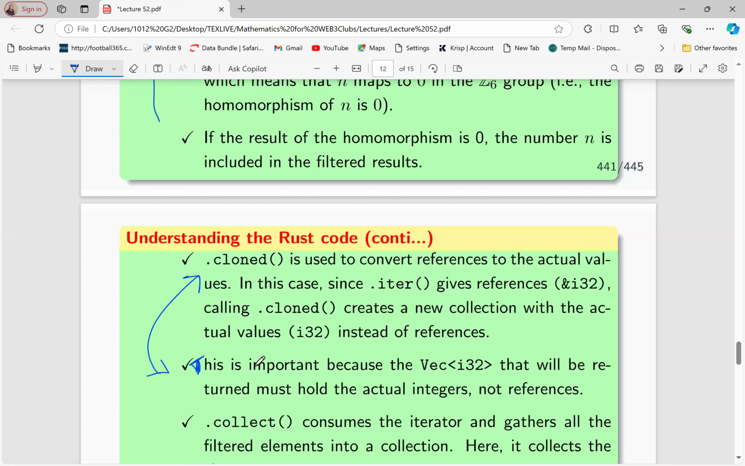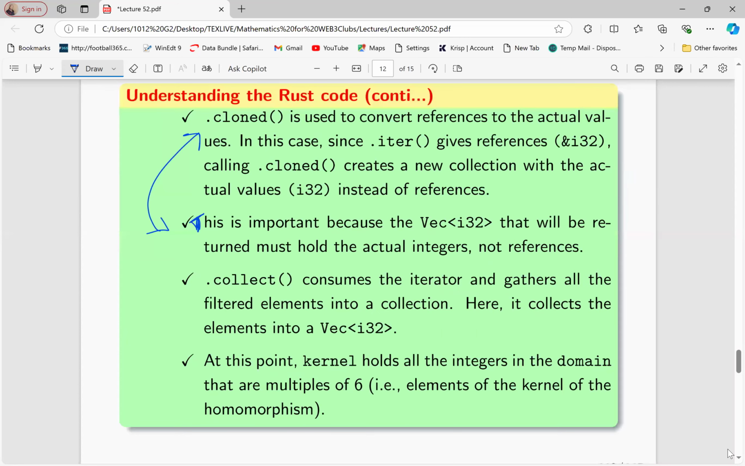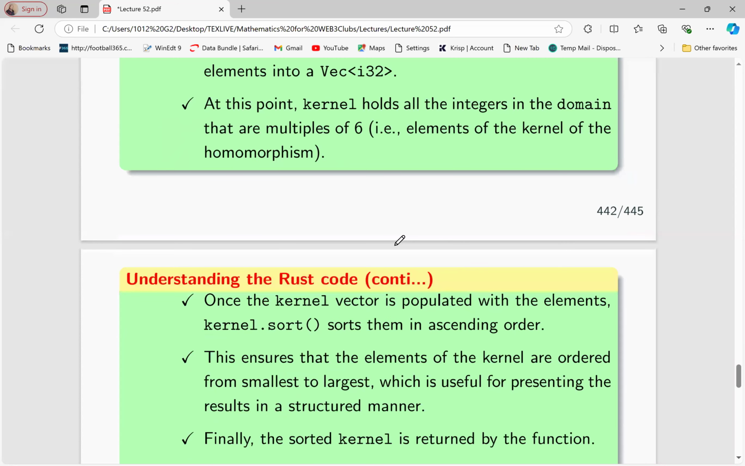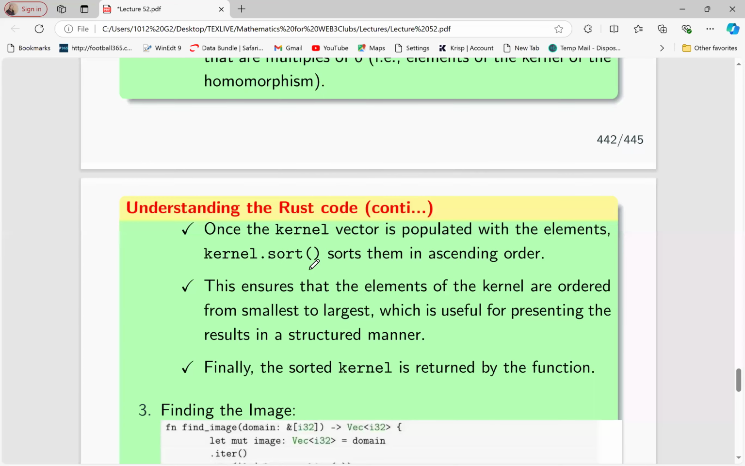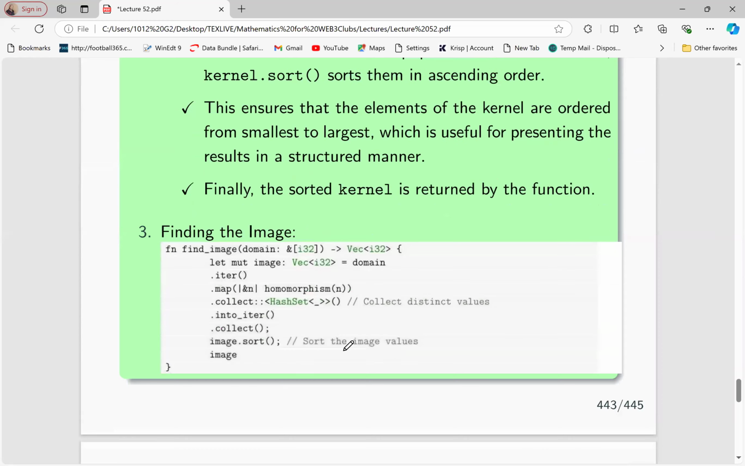And then we have collect. And after that, we have the kernel coming out. Once the kernel vector is populated, once we have done enough, the kernel comes out after being sorted and so on. What about the image? It is the same thing.